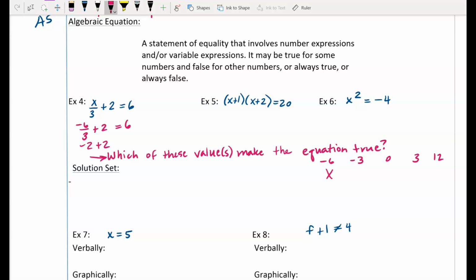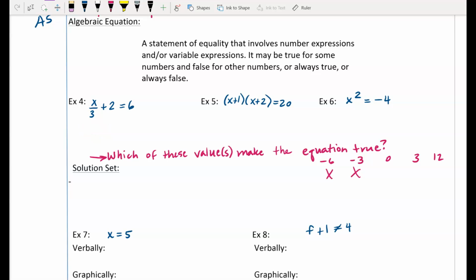Let's test negative 3 in the same way. So I'm going to take out the x and put negative 3 in its place, divided by 3, and then plus 2. Negative 3 divided by 3 is negative 1, and negative 1 plus 2 is 1, which is not 6. So that one does not work either.